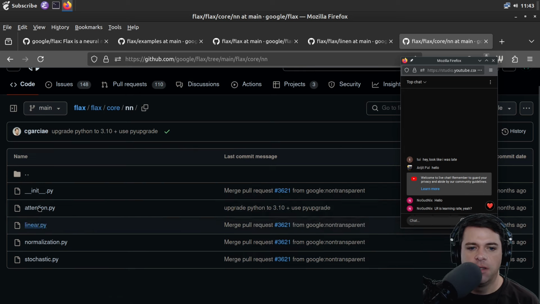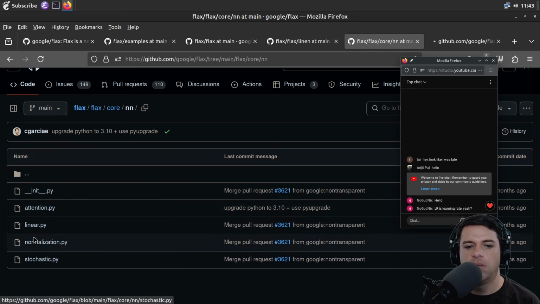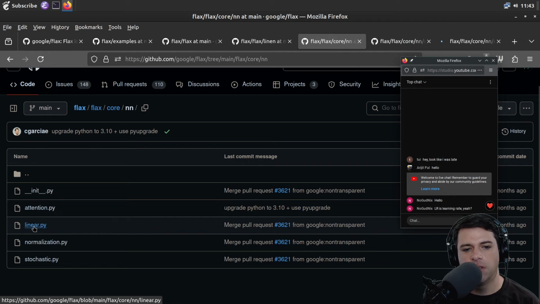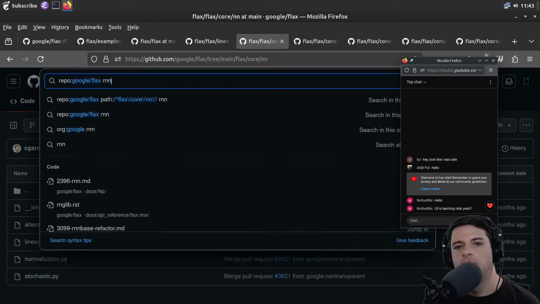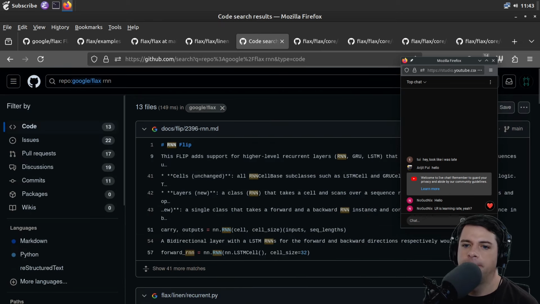Core has things like axis scan, neural network. That's where I want to be, right? Attention, linear, normalization, and stochastic. I'm guessing these are types of neural networks. I don't know if RNNs are part of it.